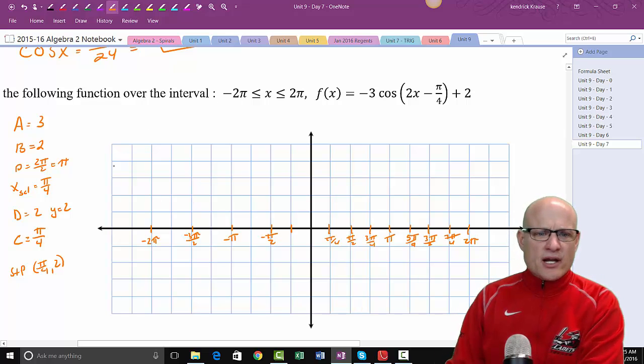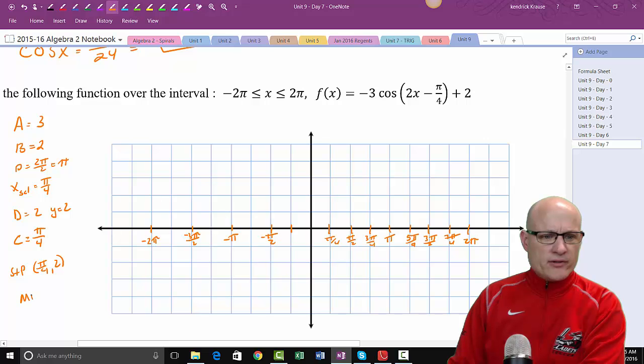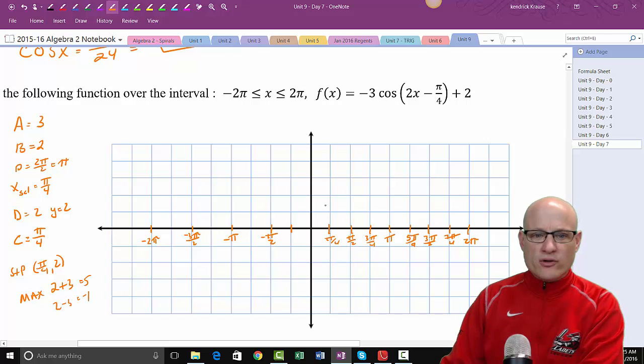So I also have to draw in my midline. So what's our max and min? Max is 2 plus 3, which is 5, and our min is 2 minus 3, which is negative 1. So I got to make every one of these 1, 2, and negative 2. So I'll draw in my midline, well, positive 2.